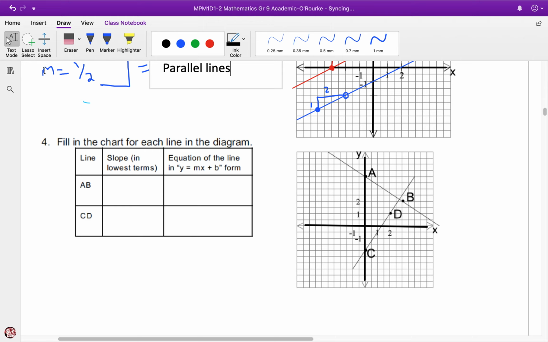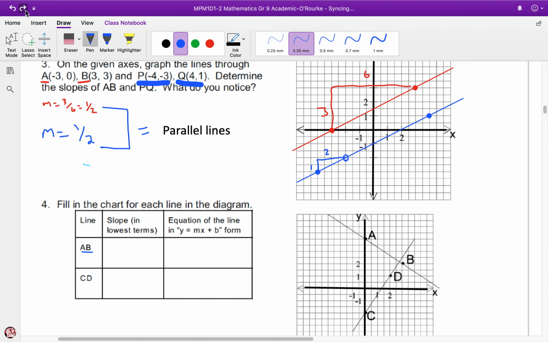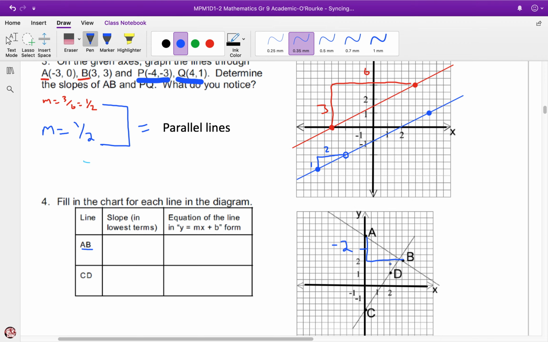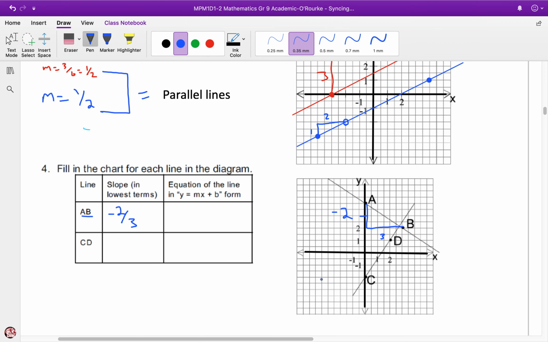Now let's look at these two. We'll do this one in blue. AB. So we're going to go over and then down. Oh, rise over run. I should be going the other way. So let's take that away. Oops. So rise over run. We're going to go down and then over. We're going to go down 2. That's going to be negative 2. And we're going over 3. So the slope is negative 2 over 3. And now, let's do this one in red.